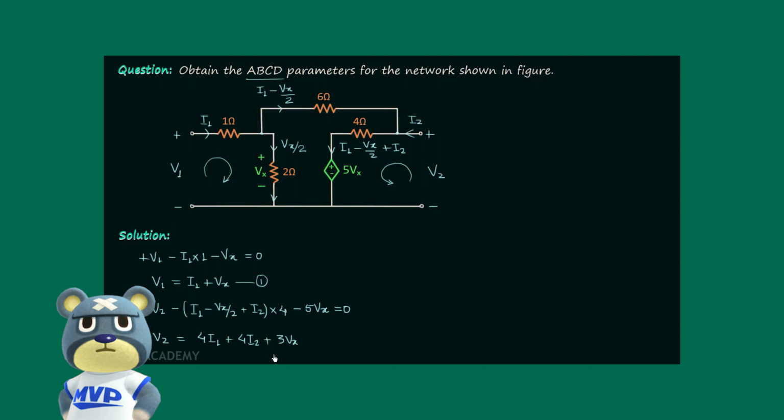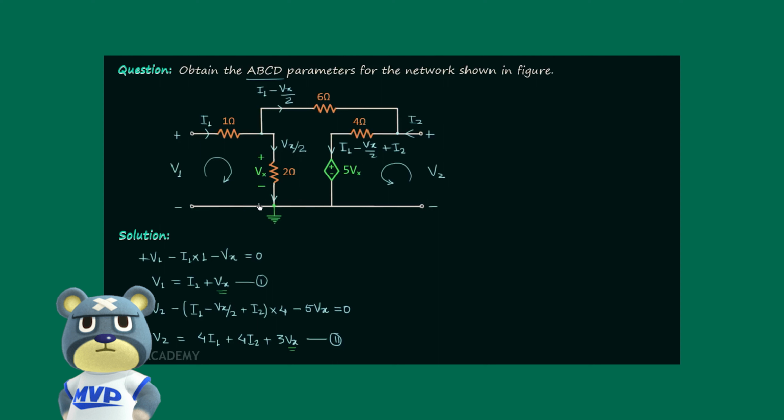Now when you compare equation number 1 and equation number 2 with their standard forms, you will find they are not in standard forms, and therefore we cannot proceed further. The problem is there because Vx is present in both the equations. So to have the standard equations, we are required to write down Vx in terms of I1 and I2. This means we are required to find the relation between I1, I2 and Vx.